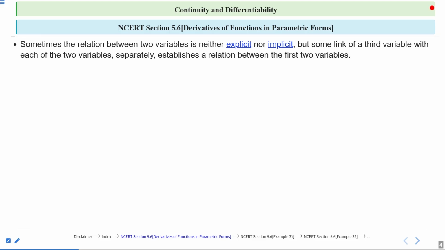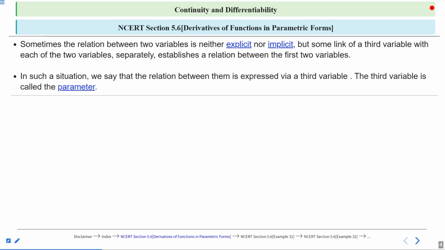So what can we do? Sometimes the relation between two variables is neither explicit nor implicit, but some link of a third variable with each of the two variables separately establishes a relationship between the first two variables, right? In such a situation, we say that the relation between them is expressed via a third variable. The third variable is called the parameter.